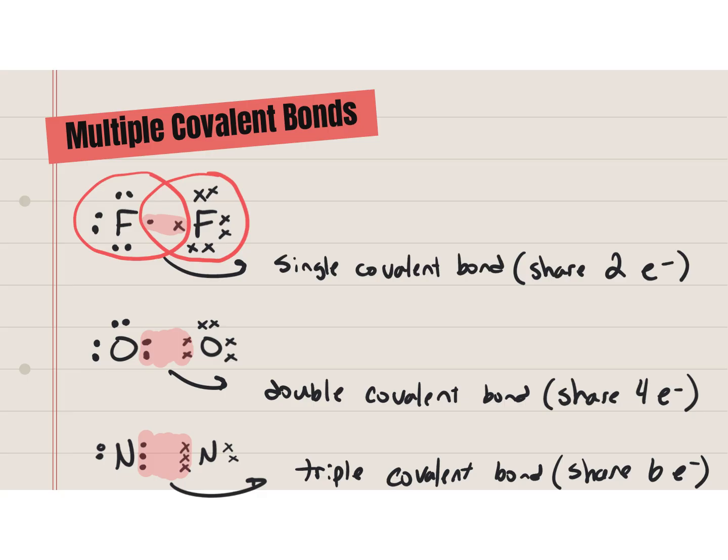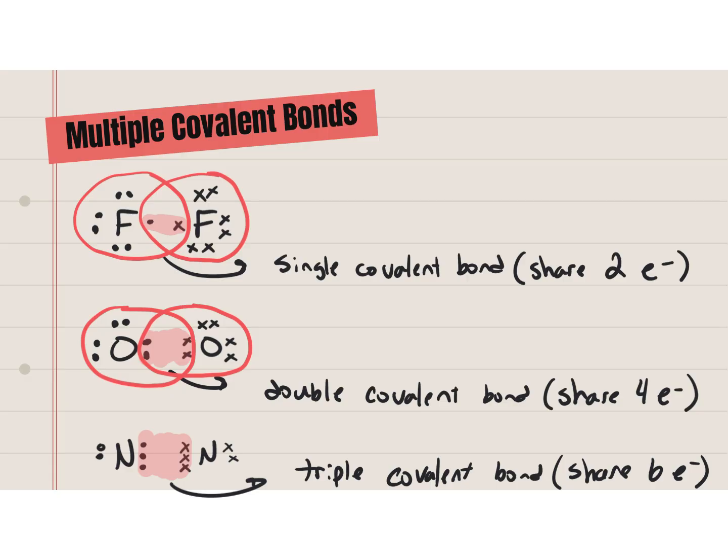Examples of molecules that double bond are oxygen bonded to other oxygen. Each oxygen has 6 valence electrons. Each oxygen wants 2 more from its neighbor, and so they share 2 sets of electrons, or 4 total electrons, with each other to create a double covalent bond.